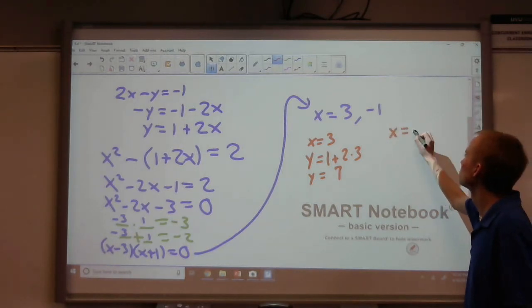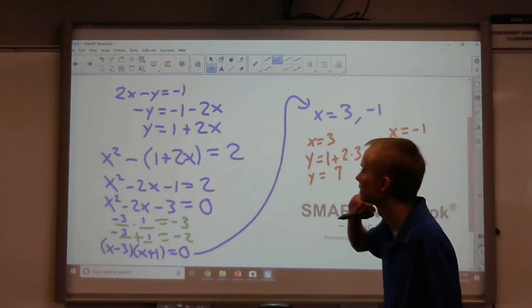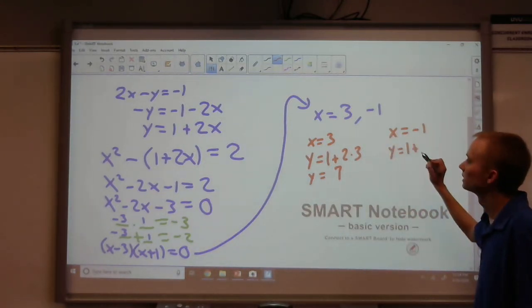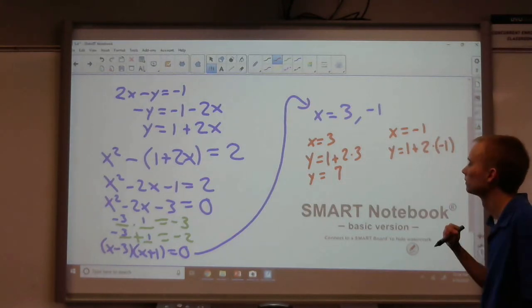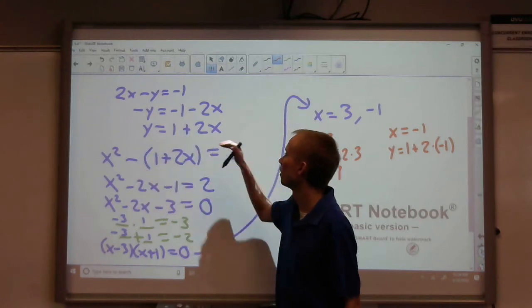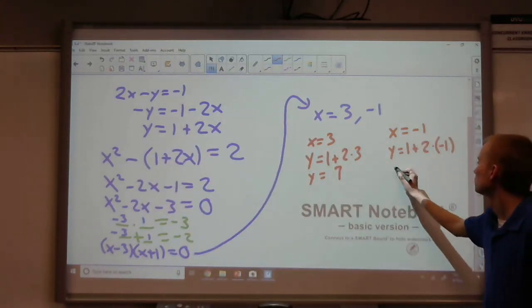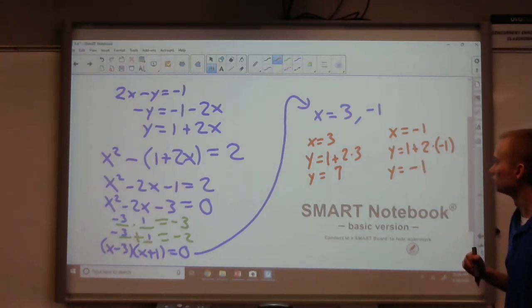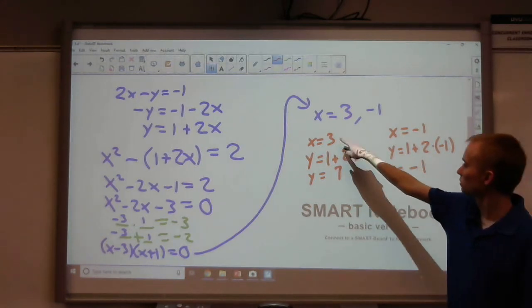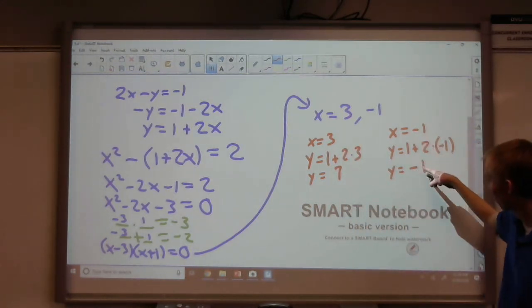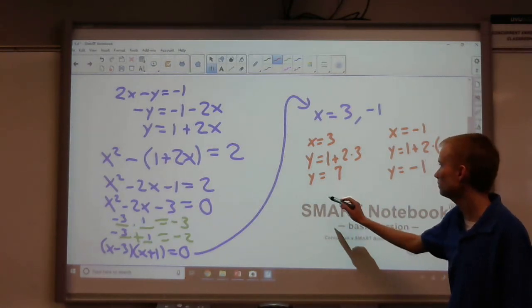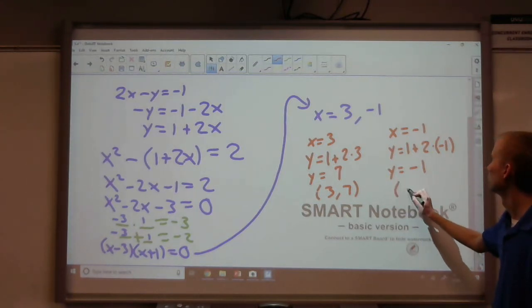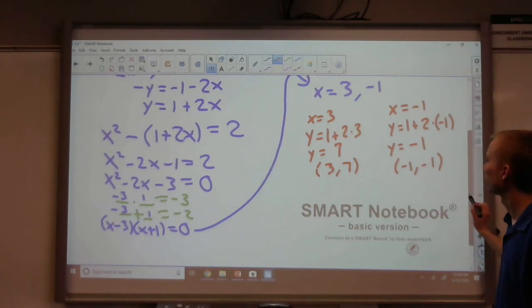When x equals -1, I plug that in for x. What do I get? I get y is 1 plus 2 times -1. I'm using this equation that was solved for y. So I get y is 1 plus -2, which is -1. So those are my two answers. When x is 3, y is 7. When x is -1, y is -1. So we've got 3, 7, and then -1, -1 are my answers.